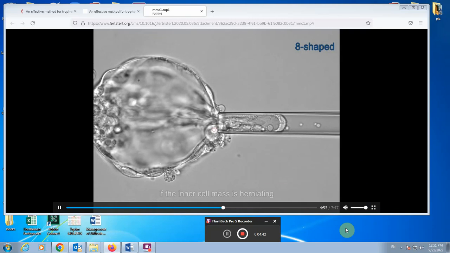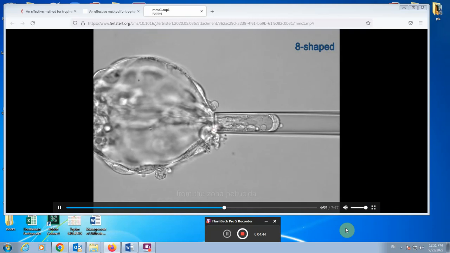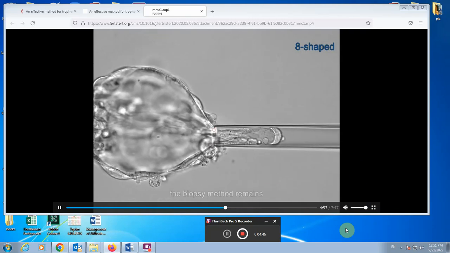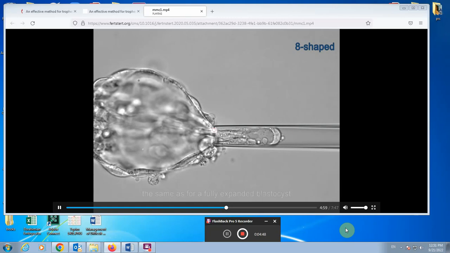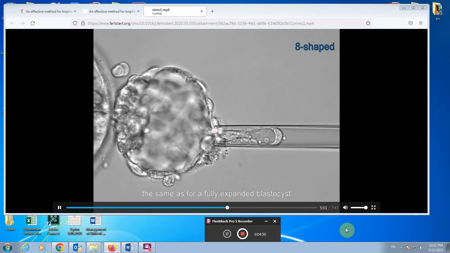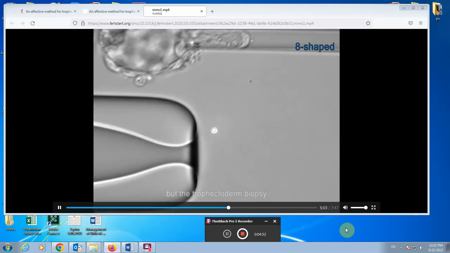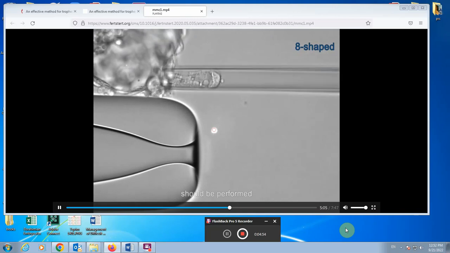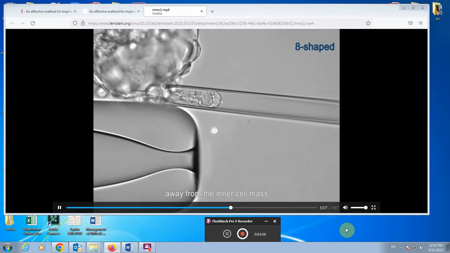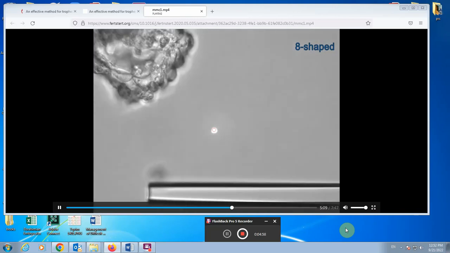Importantly, if the inner cell mass is herniating from the zona pellucida, the biopsy method remains the same as for a fully expanded blastocyst, but the Trophoectoderm biopsy should be performed away from the inner cell mass.